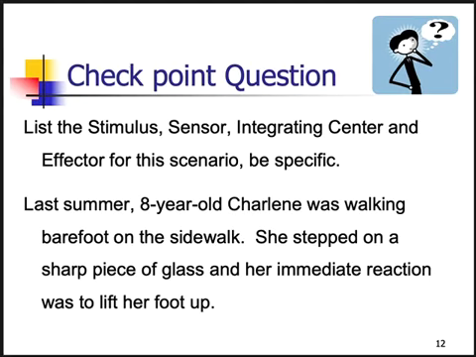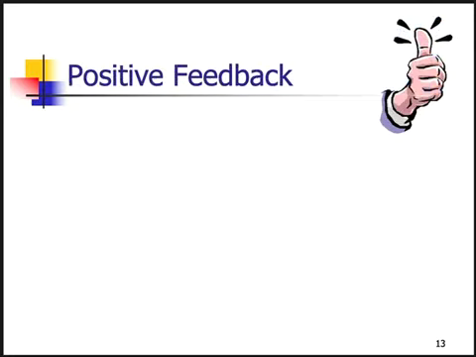Okay. All right. So the idea here is that you are as specific as possible to tell me each of these: stimulus, sensor, integrating center, and effector, okay? And you are reviewing your anatomy knowledge, right? Use your anatomy knowledge.